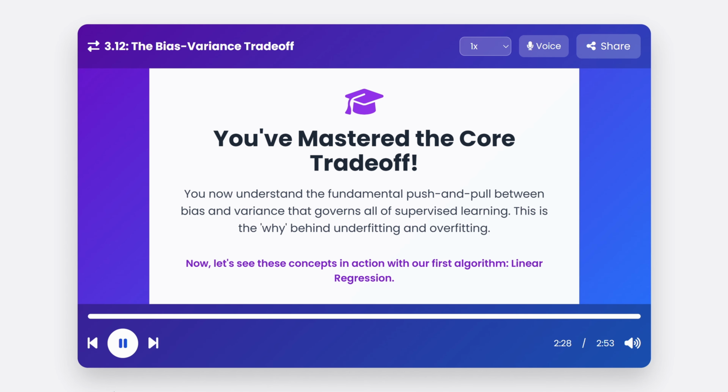And that's it. The bias-variance trade-off is one of the most important theoretical concepts in all of machine learning. It gives you a mental model for why you must always balance model complexity. Now that we have this theory, let's move on to our first practical algorithm. In our next lesson, we will explore linear regression.